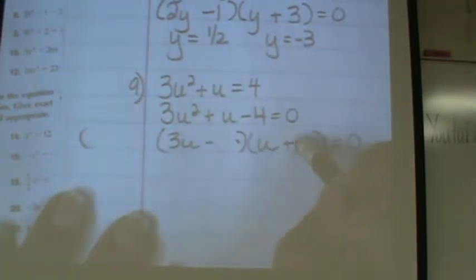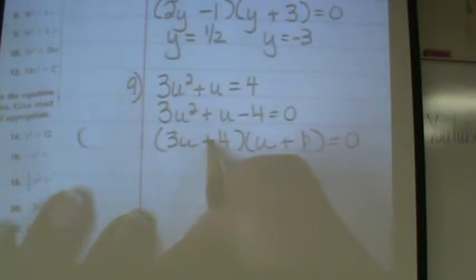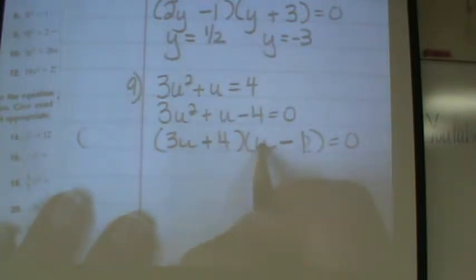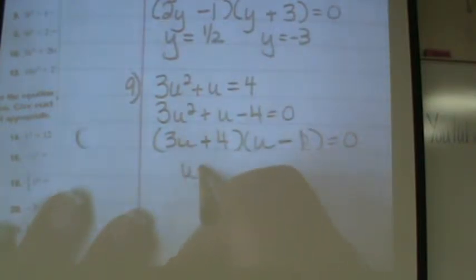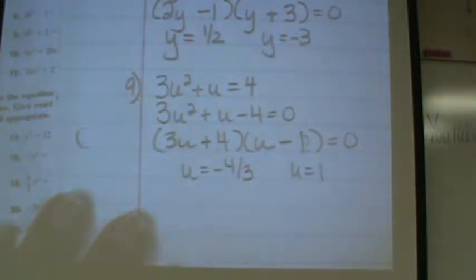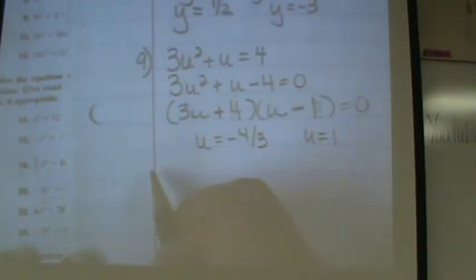So let's do a 4 and a 1. Let's try a 4 here and a 1 here. We get 3u minus 4u is negative 1u, so the thing I have to do is change these signs. Just like that. This now works because 3 times 1 is 3. Then we get a negative 3u plus 4u is a positive 1u when you add them together. So your answers are negative 4/3 and 1. So we can skip 11, and we were asked to do number 13.